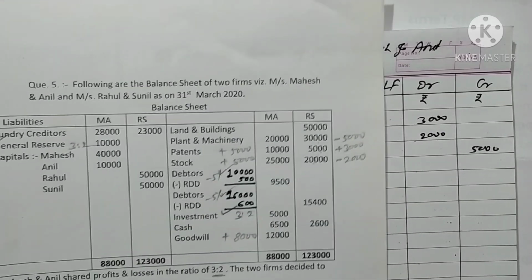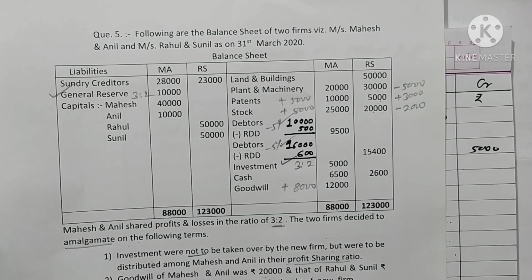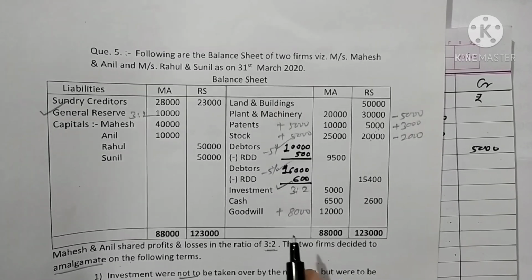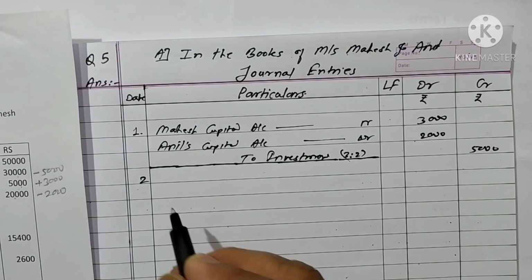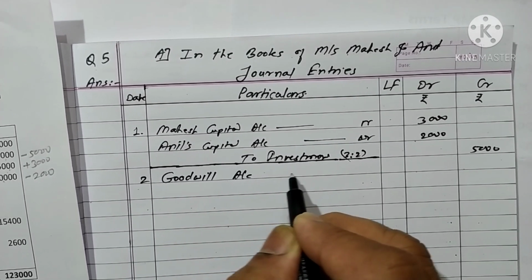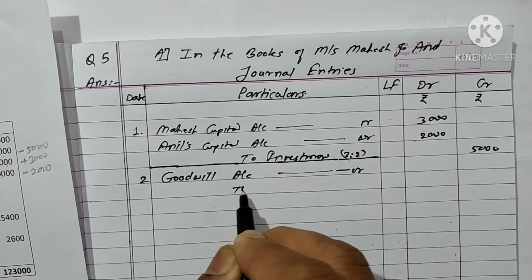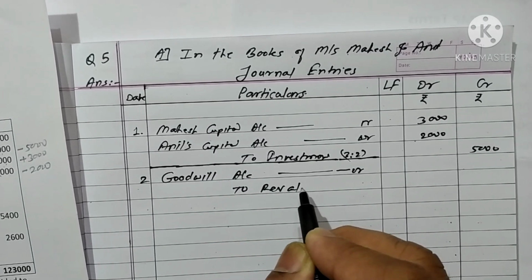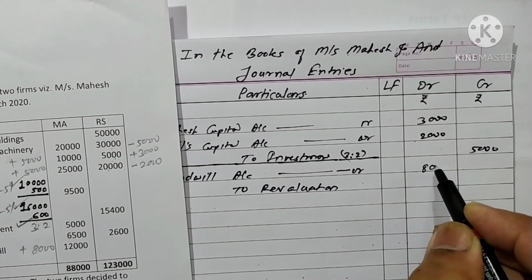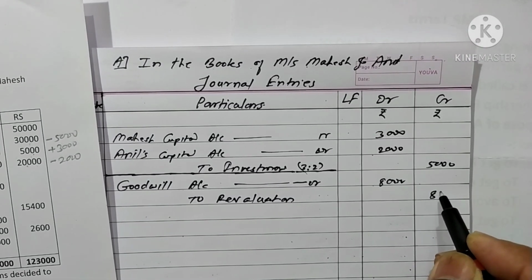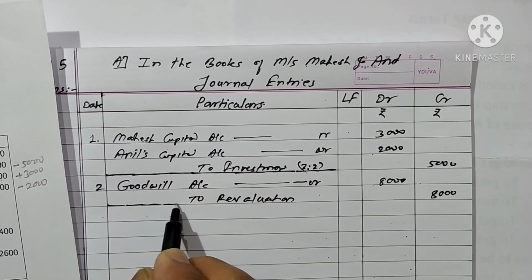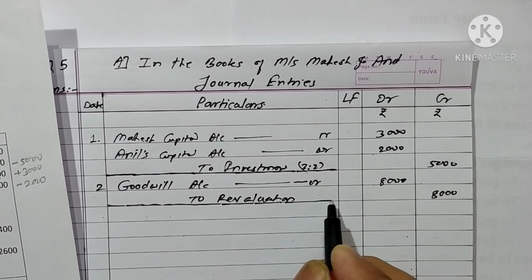Now the second transaction. Goodwill of Mahesh and Anil was rupees 20,000. It means 8,000 will be increased. The accounting entry will be goodwill account debit to revaluation account, rupees 8,000. The second transaction is goodwill account debit to revaluation account.